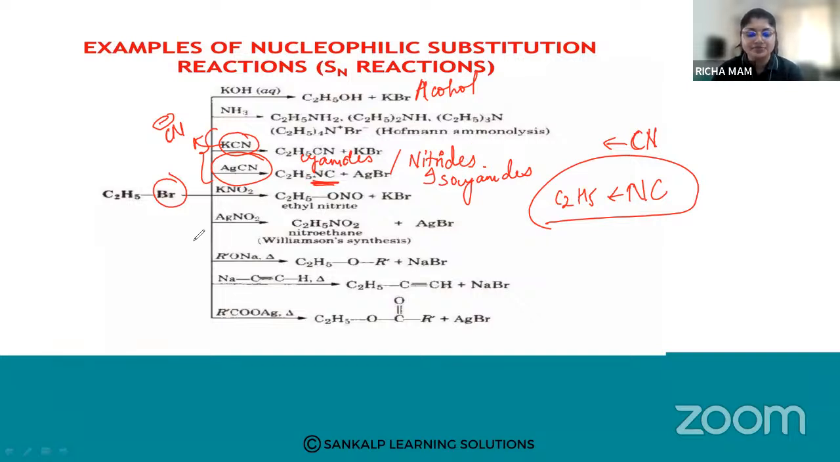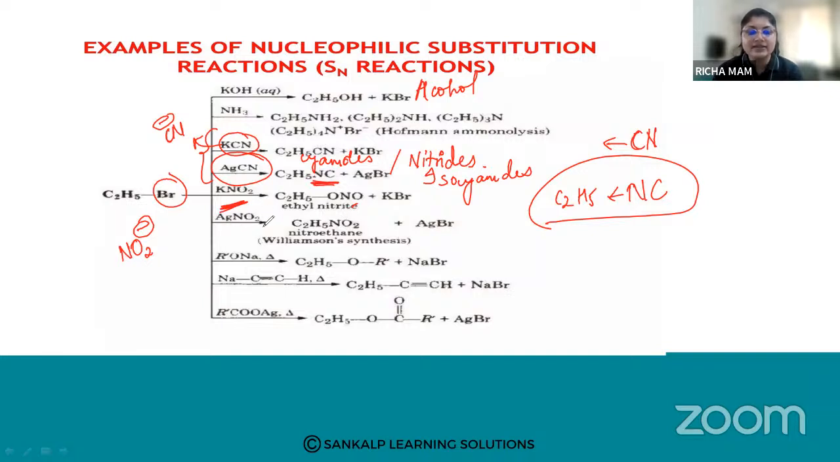Then if you have potassium nitrite, what is the product obtained? It is a nitrite, ethyl nitrite. From potassium nitrite, what will be the nucleophile generated? The nucleophile generated will be NO2 minus. So we are going to get ethyl nitrite as the product.